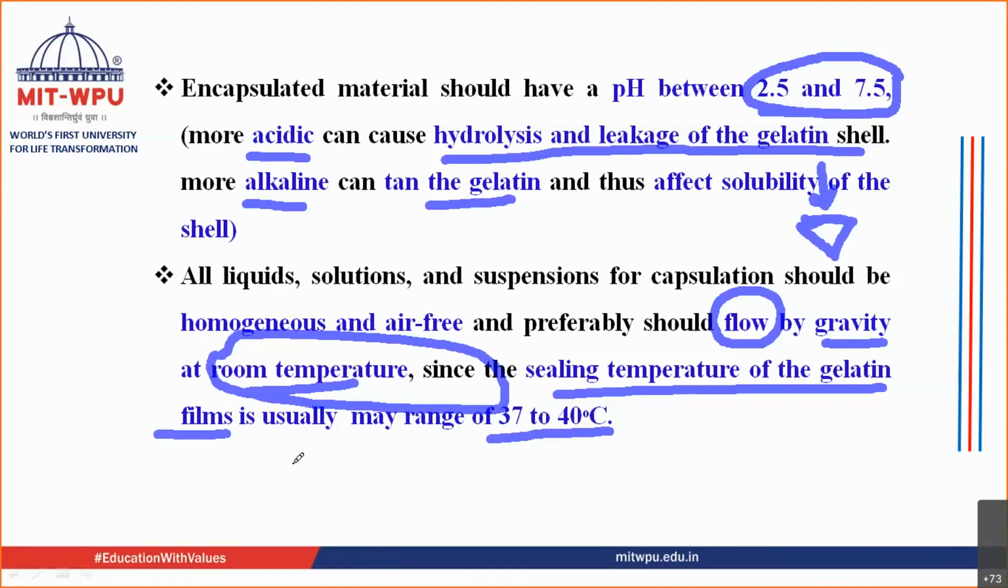We have seen that the material that is required to be encapsulated should have a pH between 2.5 to 10.5, because at acidic pH it causes leakage of the gelatin shell. At alkaline pH it causes tanning of the gelatin shell. We have seen that the liquids that you are going to encapsulate should be free flowing at room temperature, because if you increase the temperature, then it is going to affect the sealing of the gelatin and formation of the capsule shell, right? Moving ahead.